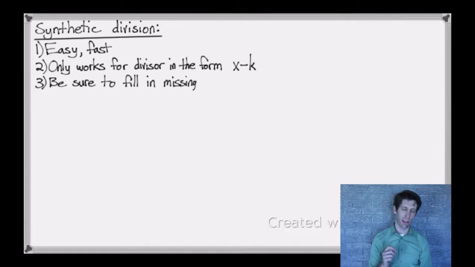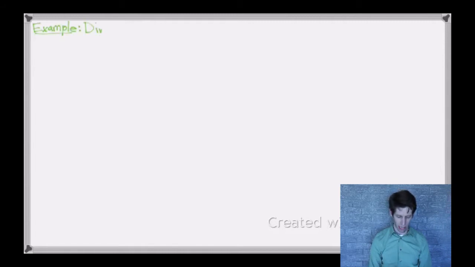Third, make sure, and this is absolutely crucial, that if you are missing any terms in the polynomial, and we'll see this in an example, that you fill those missing terms in with 0. Synthetic division relies on zeros being placeholders, and it won't work correctly if you don't have those zeros there. So we'll see an example of that in this first example.